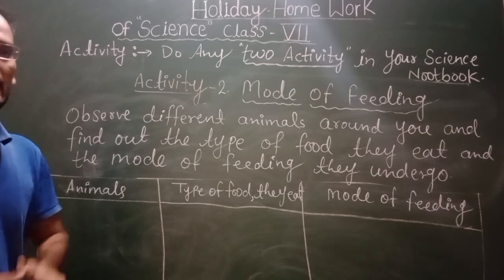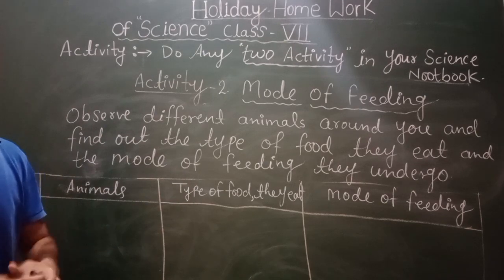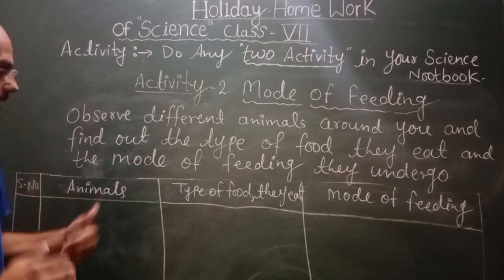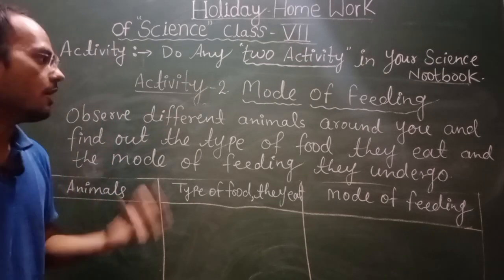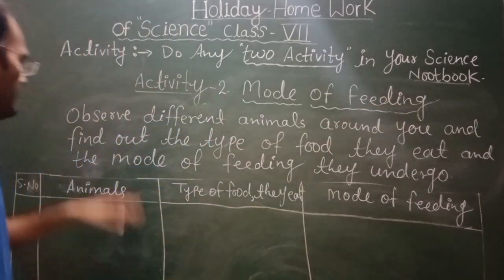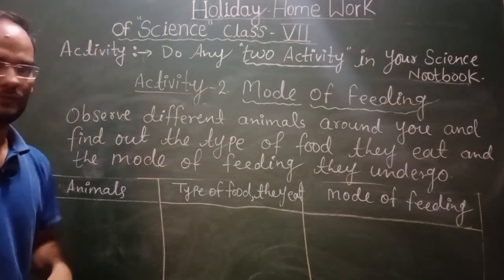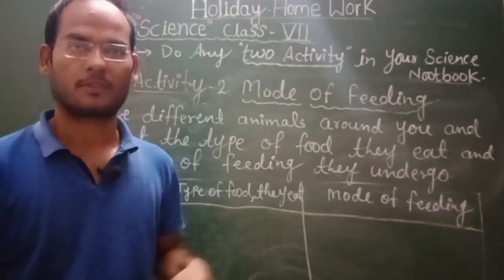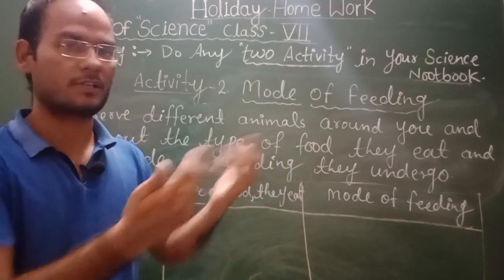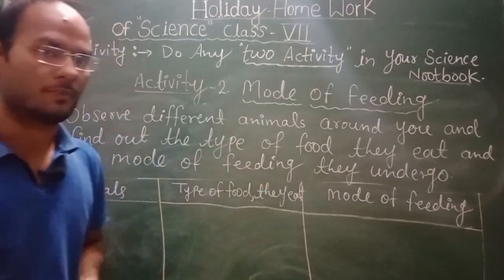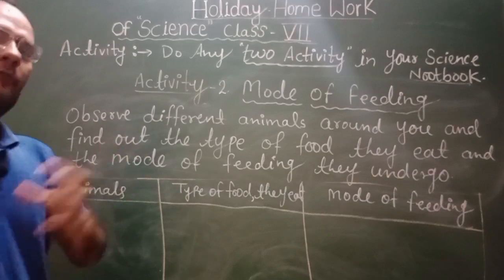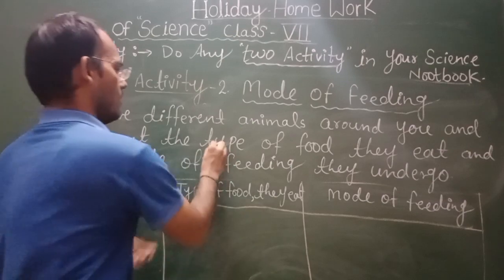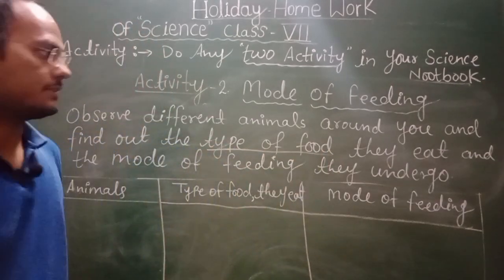So you have to observe the animals around you, clear. Observe different animals around you and find out the type of food. First, the animals you have observed nearby, at your home or anywhere, and if you have seen any animals, you have to find out what type of food they eat, clear.